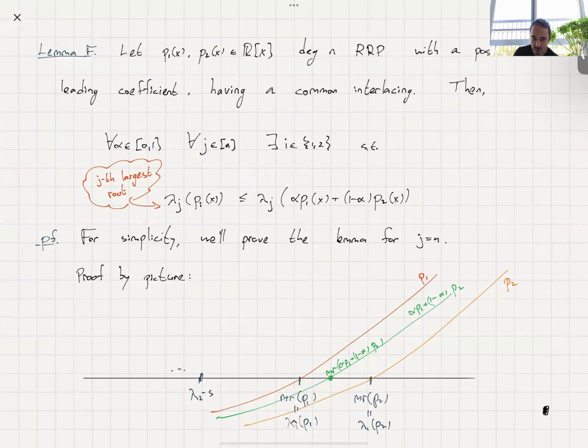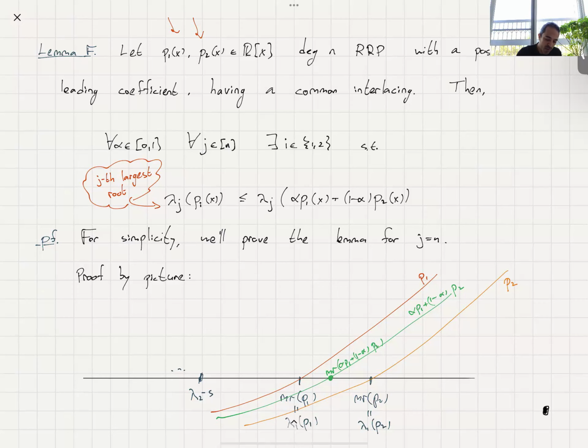And finally, the last lemma, which is actually an important lemma for us, it's kind of general actually, talks about how the max root function behaves when you restrict yourself to a component in the manifold. So let's say you have two degree n real-rooted polynomials with positive leading coefficient, and assume they have a common interlacing. So geometrically, it means that the entire segment connecting them doesn't cross the double root manifold. Then what I'm claiming is not just for the max root, actually.